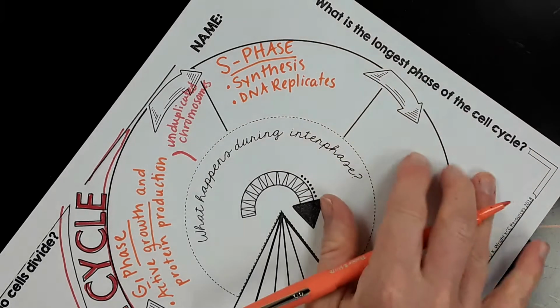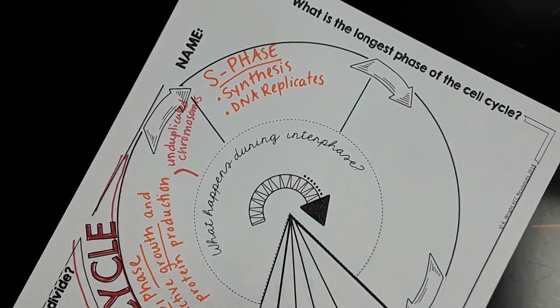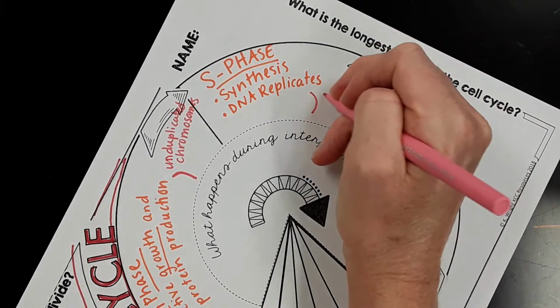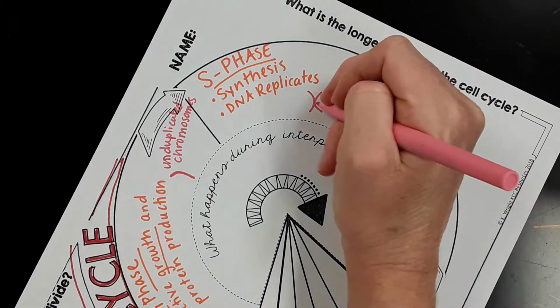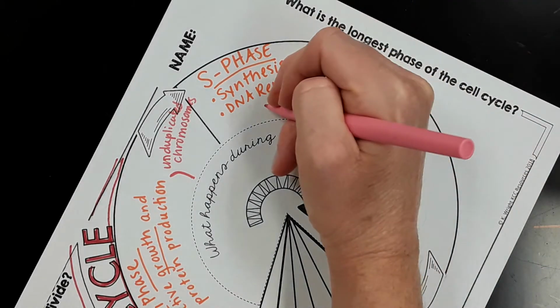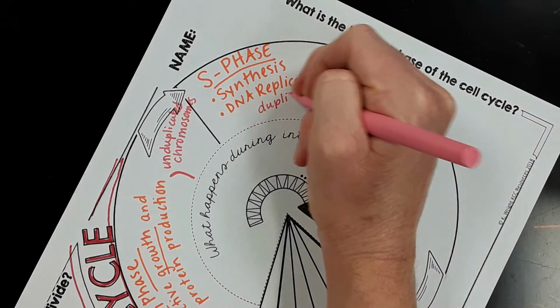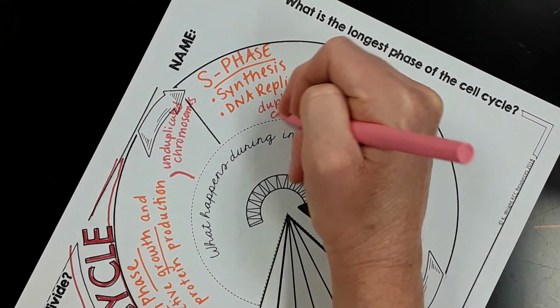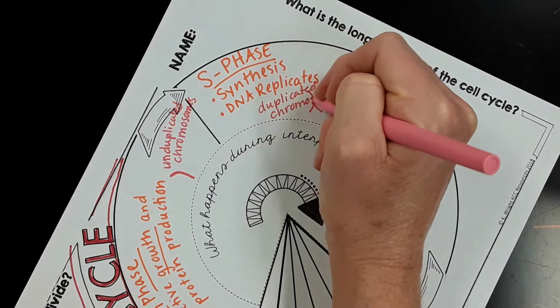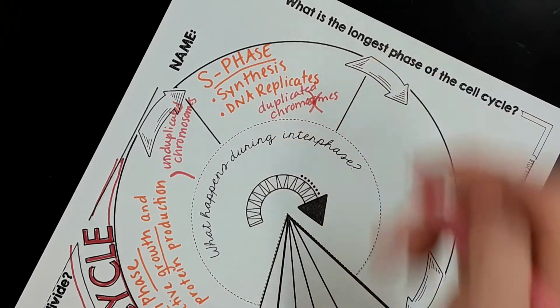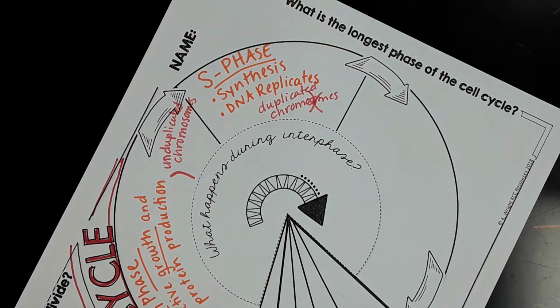And so we're going to go from having our unduplicated chromosome to having our duplicated chromosomes. So here I've got my centromere, and now I've got duplicated chromosomes. In humans, all 46 of those chromosomes are going to duplicate.